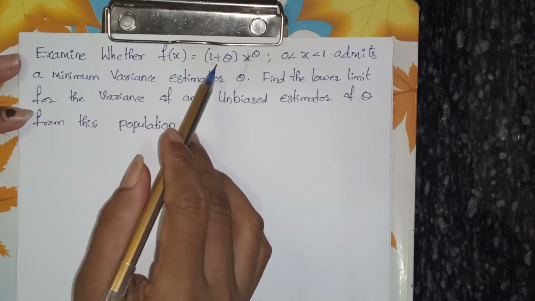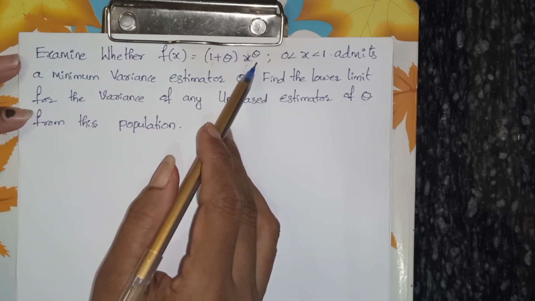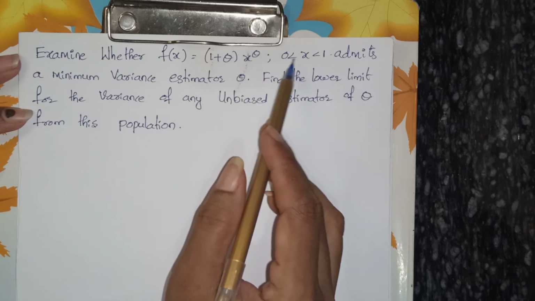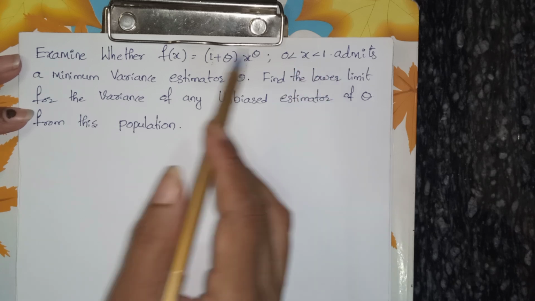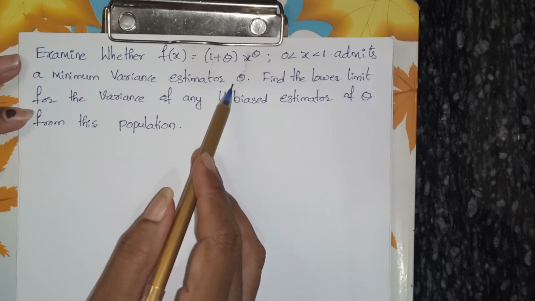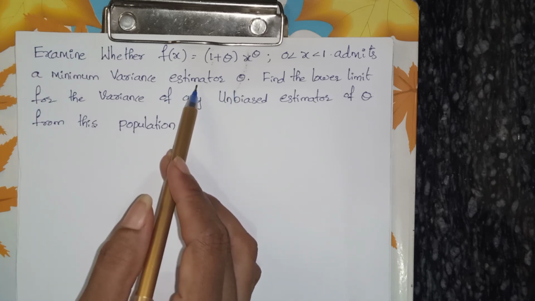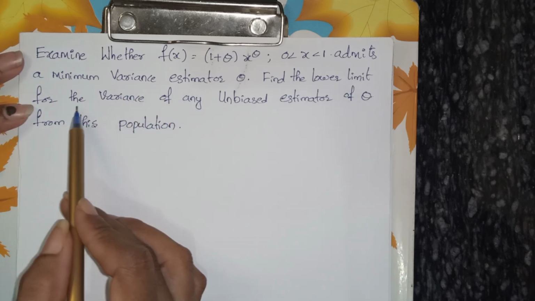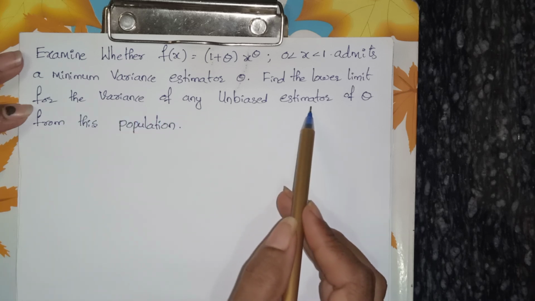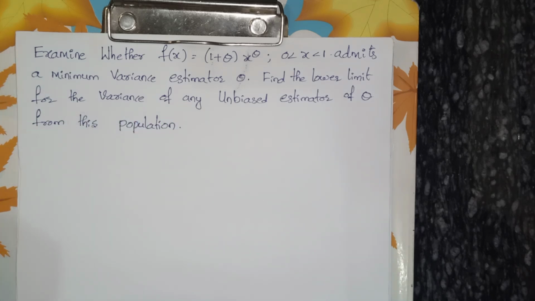Examine whether f of x equals 1 plus theta into x to the power of theta, and they gave the limits. The x value lies between 0 and 1, that means positive limits. Admits a minimum variance estimator of theta. So here they are asking us to find the minimum variance. Find the lower limit for the variance of any unbiased estimator of theta from this population. So finally what they are asking us is to find the lower bound, that means the lower limit of the variance.